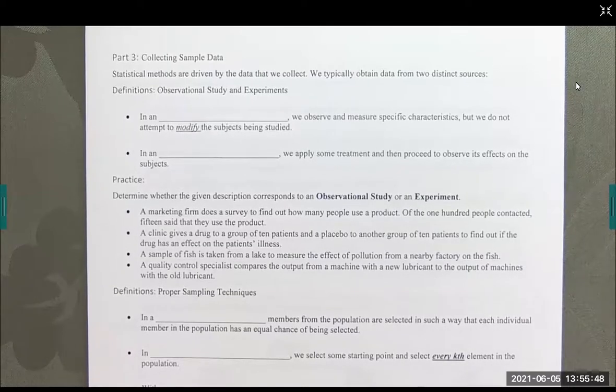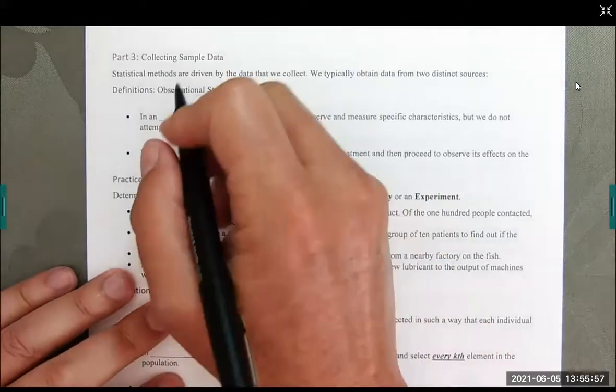Statistical methods are driven by the data that we collect. We typically obtain data from 2 distinct sources. And we have 2 more definitions here. Our first one is an observational study.